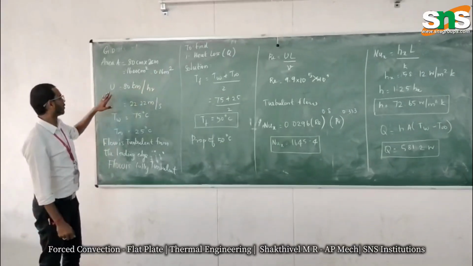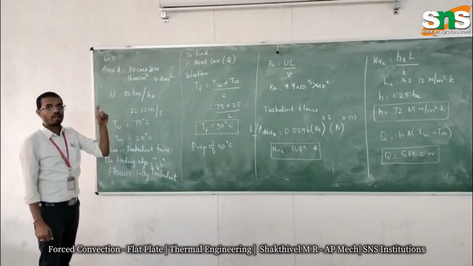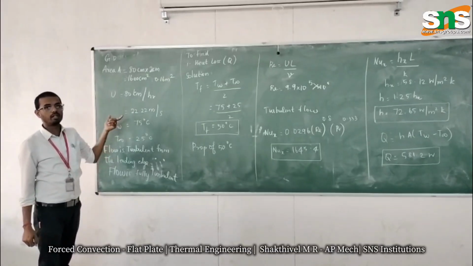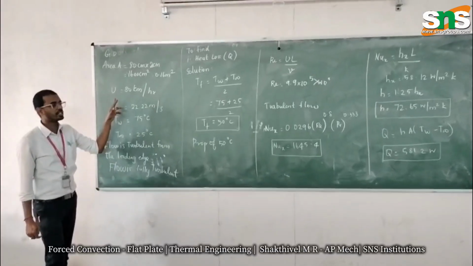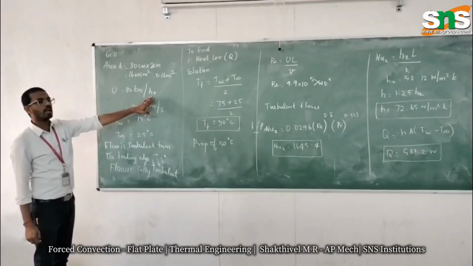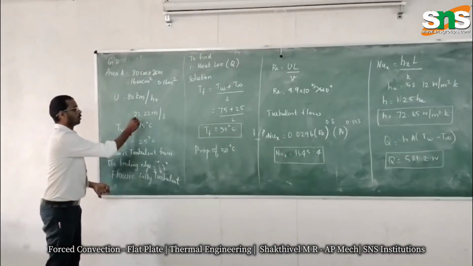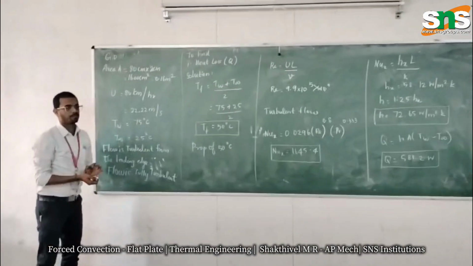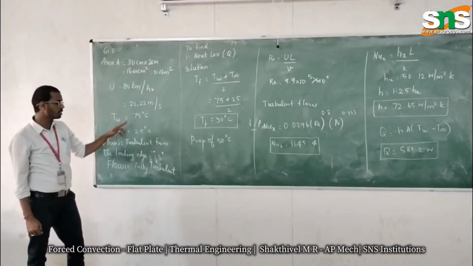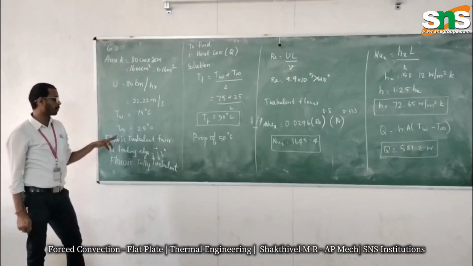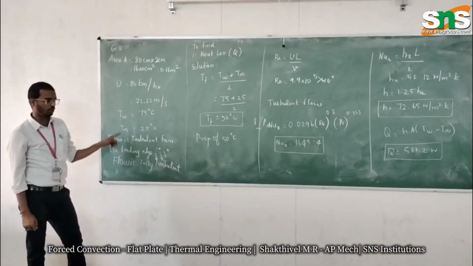Then the velocity of the flow. This is forced convection. So velocity is mentioned. So it is a main clue to find out whether it is forced convection or free convection. So U is given, that is velocity 80 km per hour. You have to convert it into meter per second. That is 22.22 meter per second. So the surface temperature of the crankcase is 75 degrees Celsius and the surrounding air temperature, that is ambient air temperature, is 25 degrees Celsius, that is T infinity.